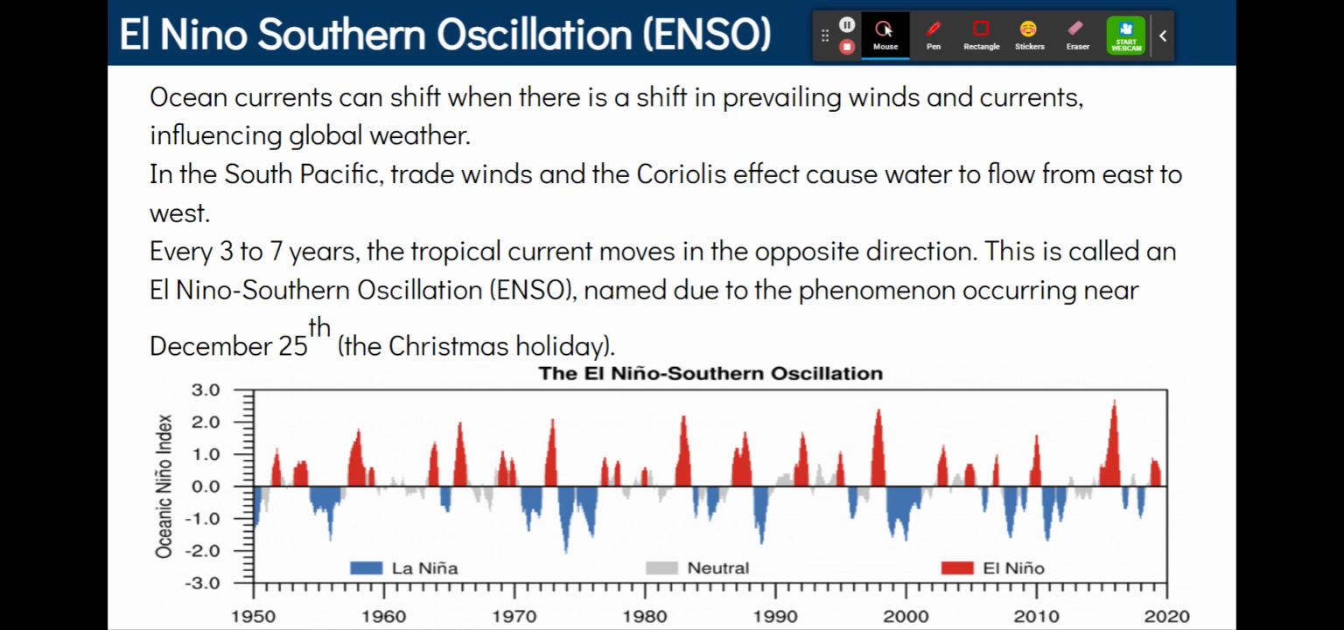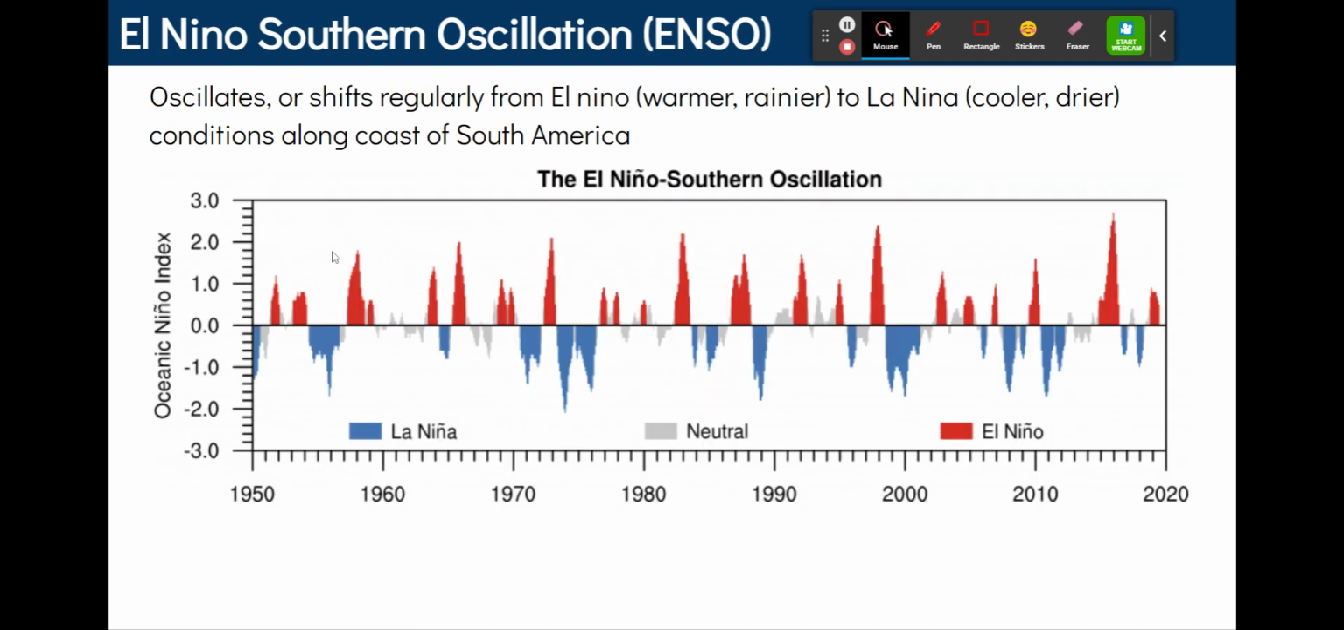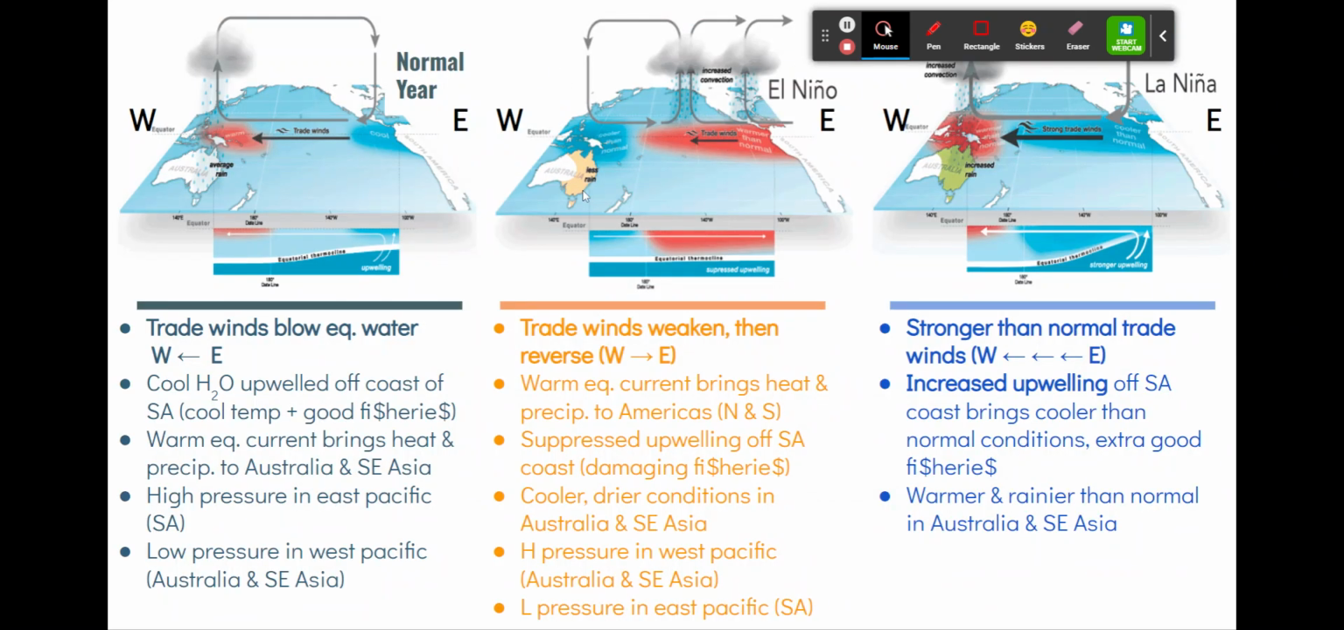This is called the El Nino Southern Oscillation. This happens every 3 to 7 years, and it shifts between an El Nino, a La Nina, and neutral. It oscillates regularly from an El Nino year, which tends to be warmer and rainier, to a La Nina year, which has cooler and drier conditions along the coast of South America. We are currently in an El Nino year.